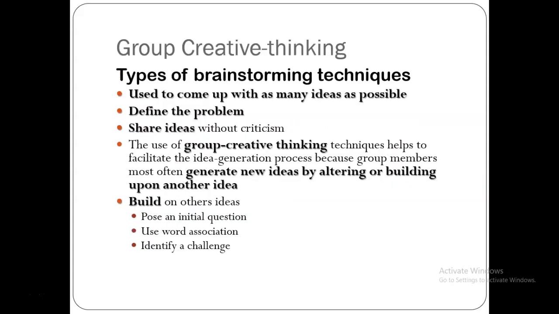Types of brainstorming techniques. Group creative thinking is used to come up with as many ideas as possible in a short period of time. First thing you will have to do is define the problem. Share ideas without criticism within that group. The use of group creative thinking techniques helps to facilitate the idea generation process because group members most often generate new ideas by altering or building upon another idea. When you build upon another's ideas, you pose an initial question, you use word association, and you identify a challenge to help you move forward on generating those ideas.